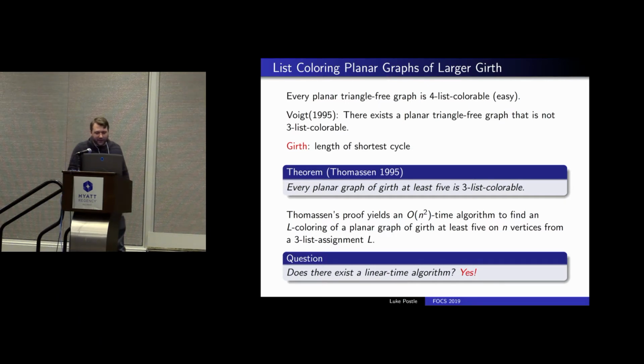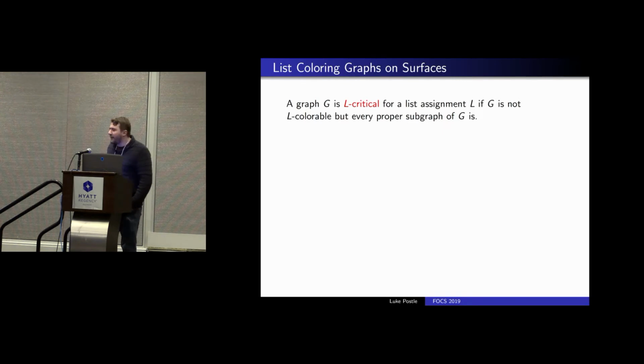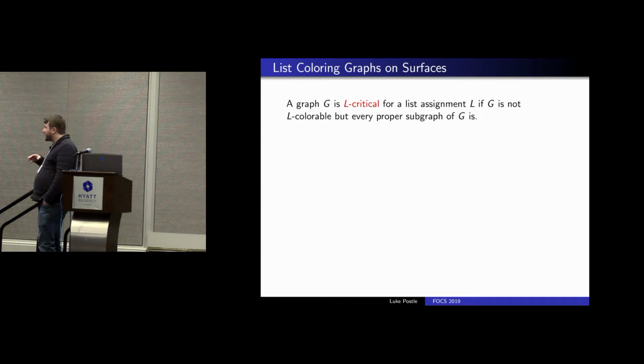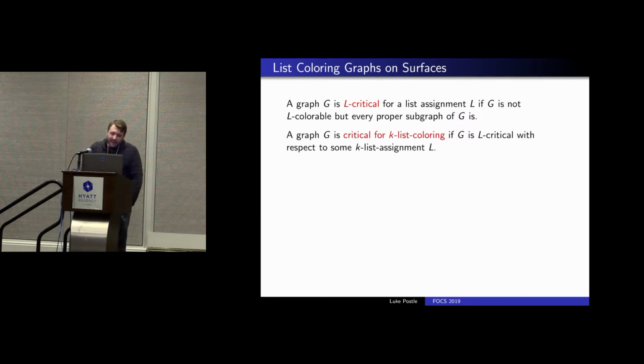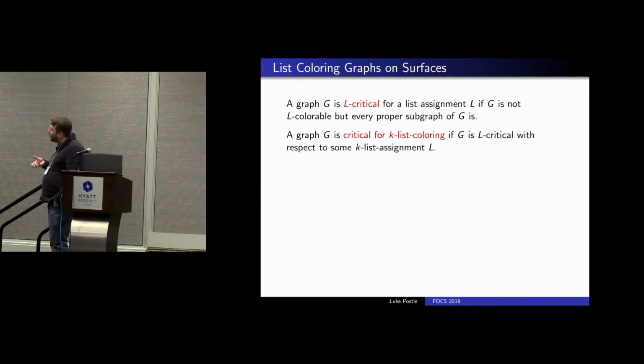So that's planar graphs. What about surfaces? Because the title had surfaces in it. Well, so for that, I'll need another definition. So we'll say a graph G is L-critical for a list assignment L if G is not L-colorable, but every proper subgraph of G is. And then we'll say that a graph is critical for k-list coloring if it is L-critical for some k-list assignment L. Right, so these are somehow the important ones that aren't k-list-colorable.